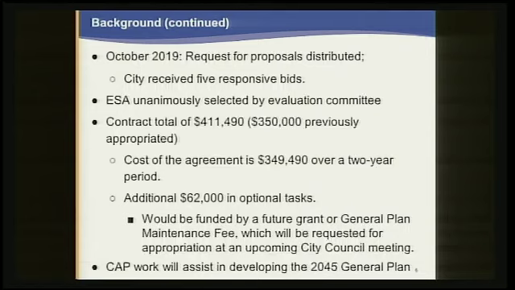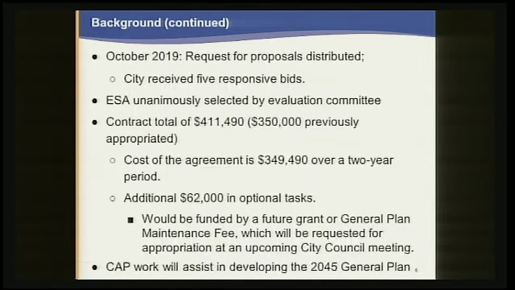We distributed a request for proposals in October of 2019. We received 5 bids. A city committee unanimously recommended ESA, who's one of the leaders in the climate field. They gave some great example documents that they had done. The city of Richmond was a very similar community to what we have here. We're very impressed with their documents and the way that they're dealing with climate change throughout California. And we're recommending a total contract amount of $411,490. As mentioned, the $350,000 was previously appropriated.